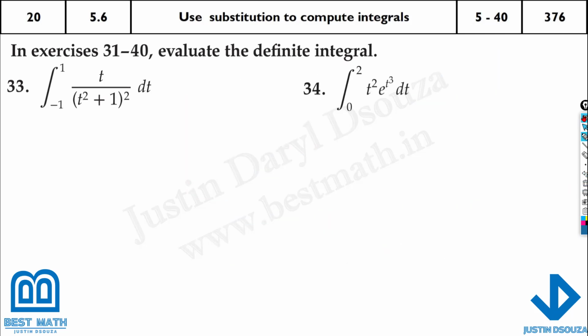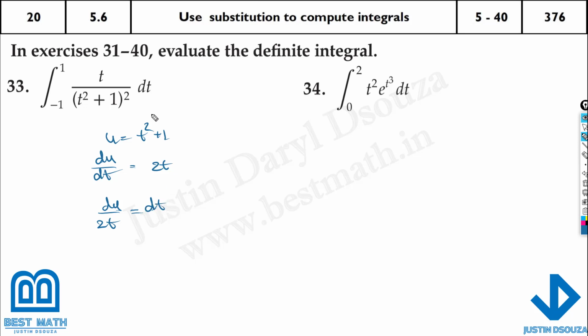Let's move to the next type of problems. Again, it's the same limit problems. Over here it looks complicated, but all you need to do is put whatever is down as u. u is equal to t squared plus 1. du by dt would be 2t, and du by 2t is equal to dt.